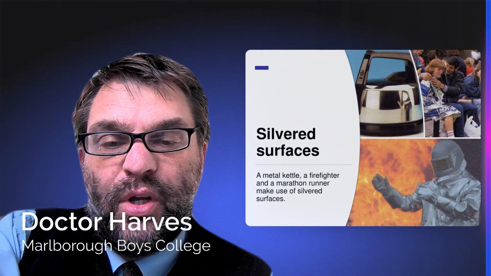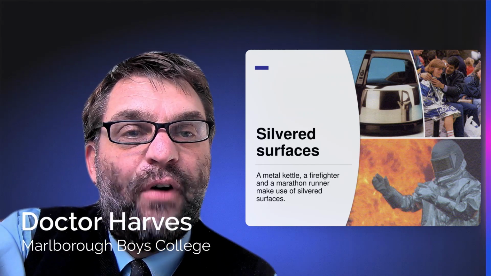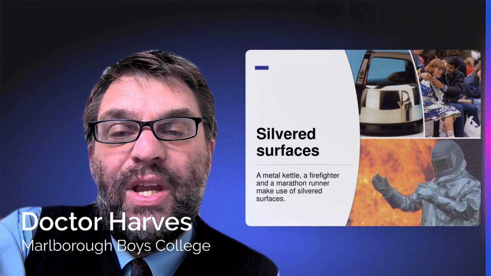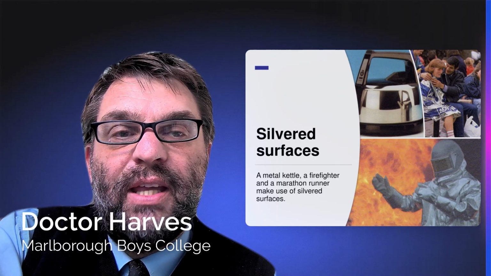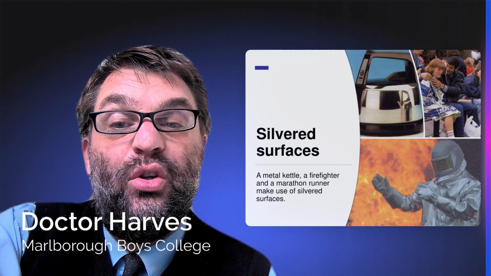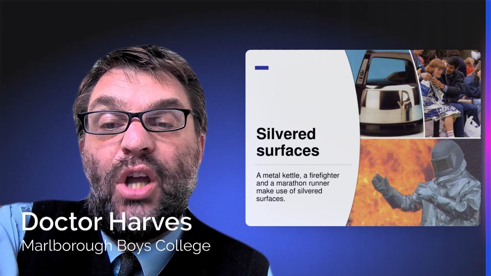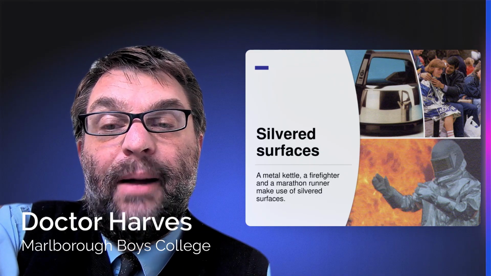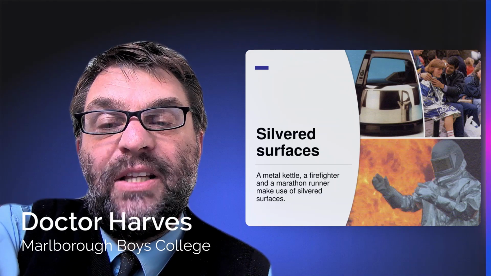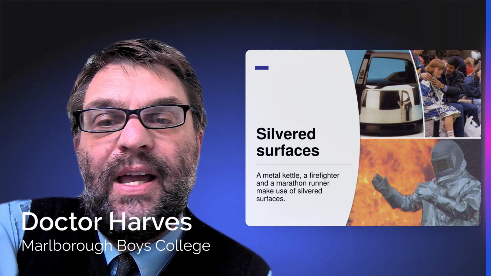So finally, looking at silvered surfaces. So this kettle here, the firefighter and the marathon runner being covered by a silver surface. The reason why is because it keeps the warmth in, but also keeps the warmth out. So it's a very useful tool, because a silver surface is going to absorb less heat energy through radiation, and also it's going to reflect the heat energy radiation back from the body in terms of the silver blanket.